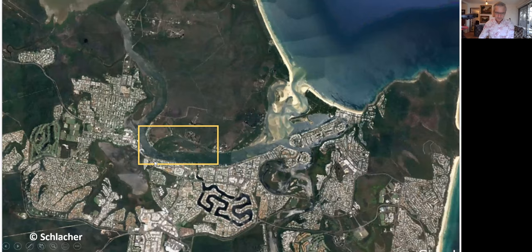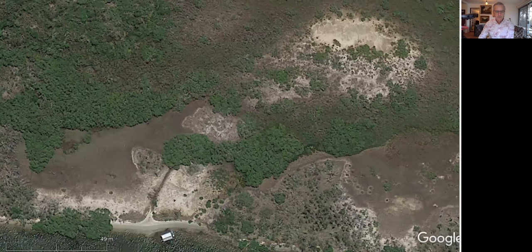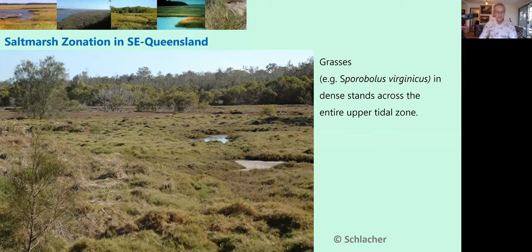Noosaville here, there's an island called Goat Island. We spent quite a bit of time there doing various oyster reef restoration work. And when you look at it closer, yes, there's the bank here, and you've got a houseboat. And all of that area here is actually a kind of brownish lawn which grows between the mangroves. So this is actually grass. It's salt marsh grass. Here is a close-up of that particular sector in the Noosa estuary on Goat Island.